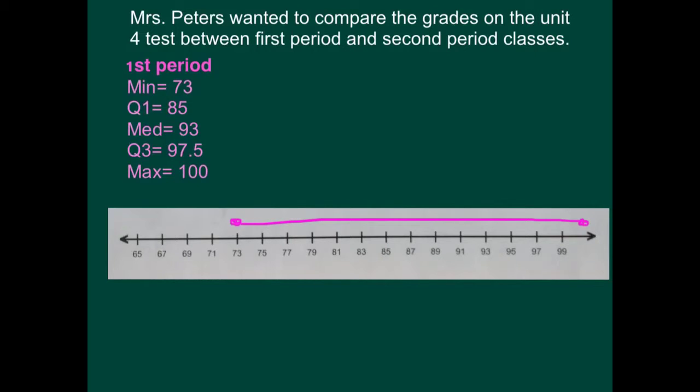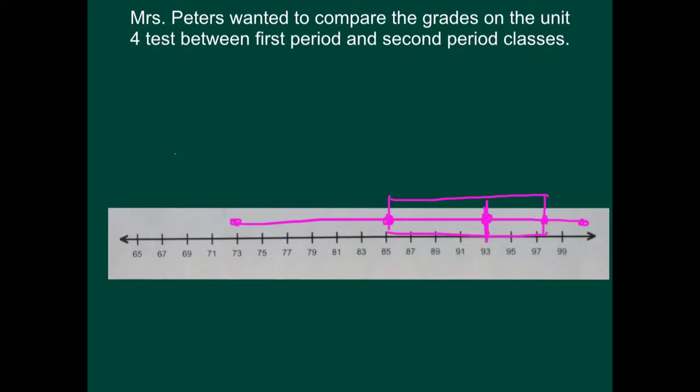Now I'm going to put a dot down for my first quartile, that's Q1, and that's 85. I'm going to put a dot down for my median, which was 93. We'll put a dot down for my third quartile, which is 97.5, which isn't quite 97, but isn't 98 either. Now I'm going to draw the box. The box goes from my first quartile all the way down to my third quartile, and then back again, and a line at my median.